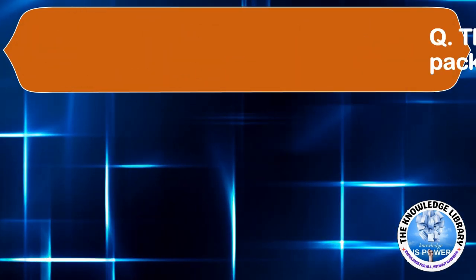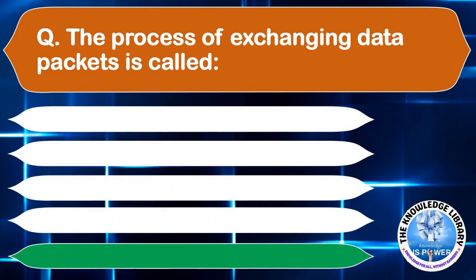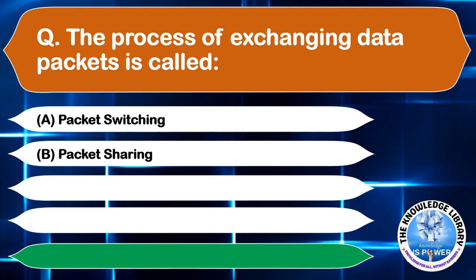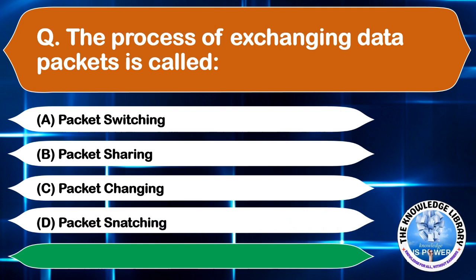The next question is: the process of exchanging data packets is called option A, packet switching; option B, packet sharing; option C, packet changing; option D, packet snatching. The correct answer is option A, packet switching.